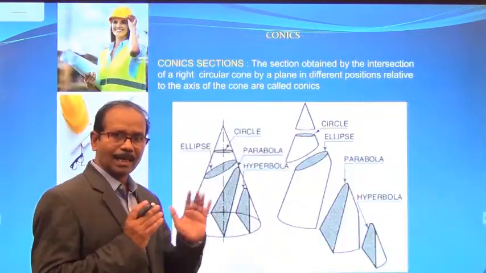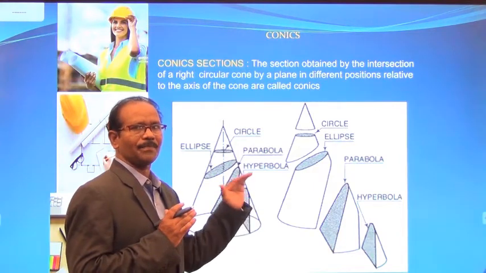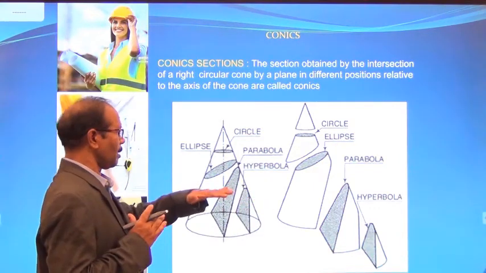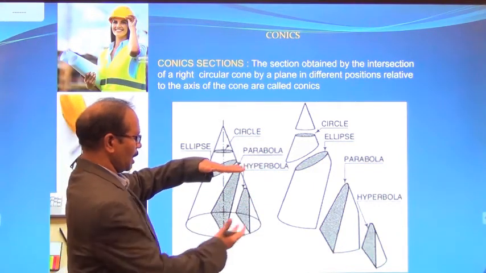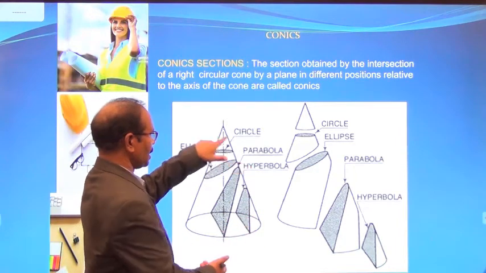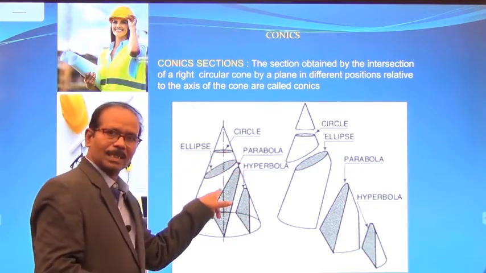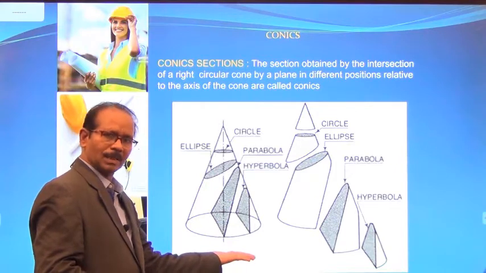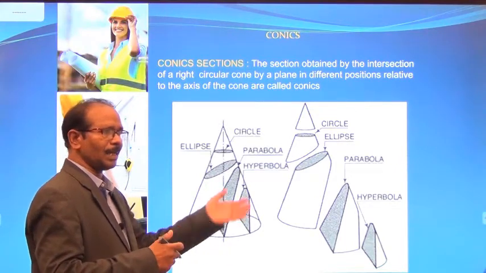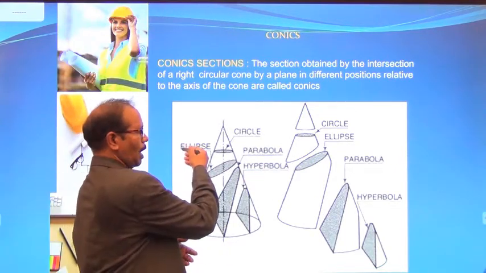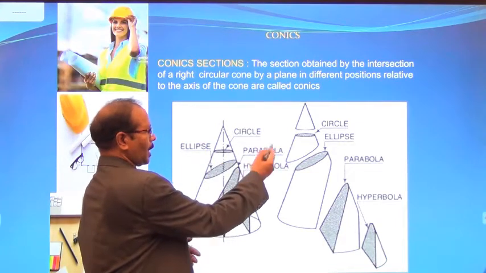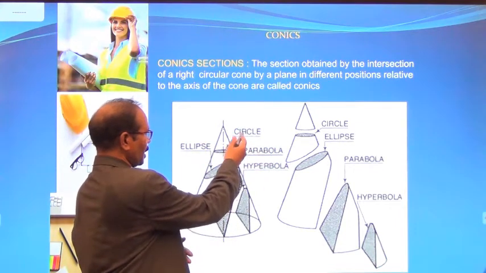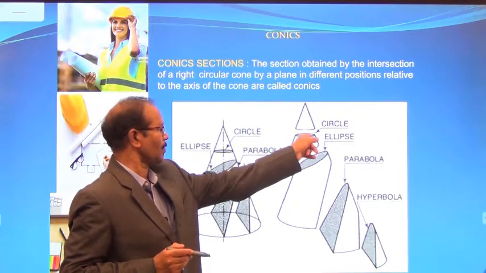Just see this one. Cut the cone at different locations. Now, I am cutting the cone. There is a base. This is a right circular cone. The bottom is the base, circular in shape. I am cutting the cone parallel to the base. A circle will come.